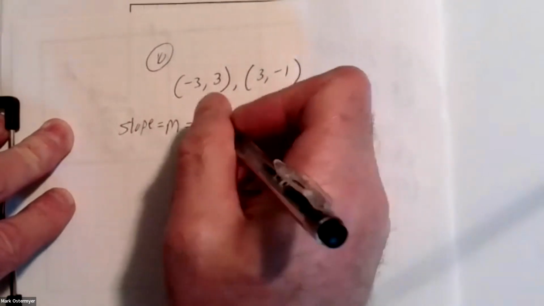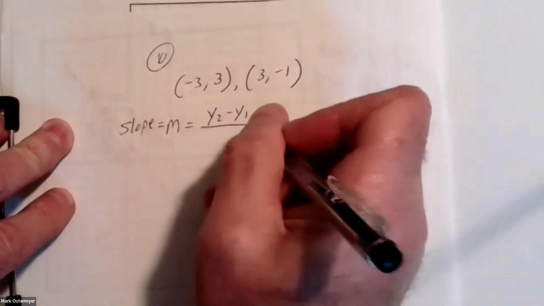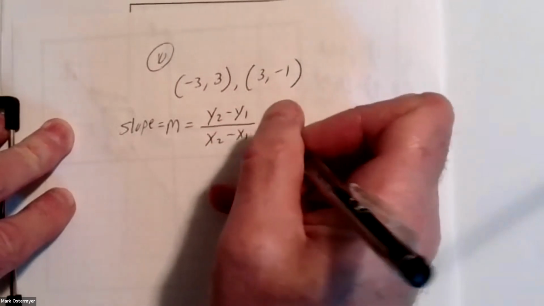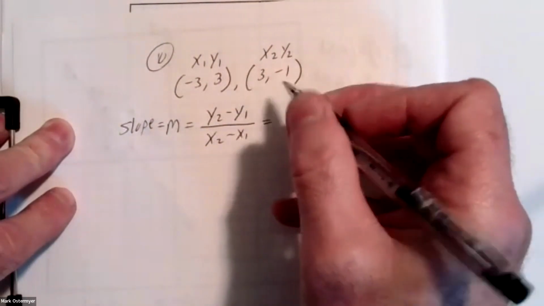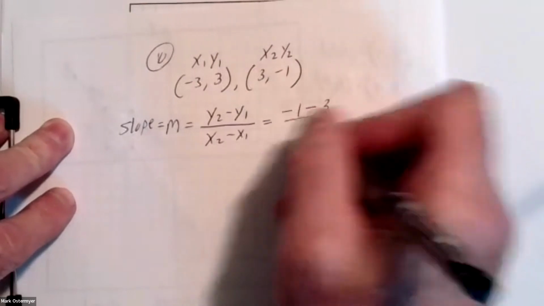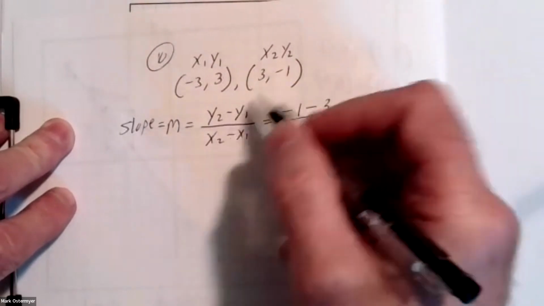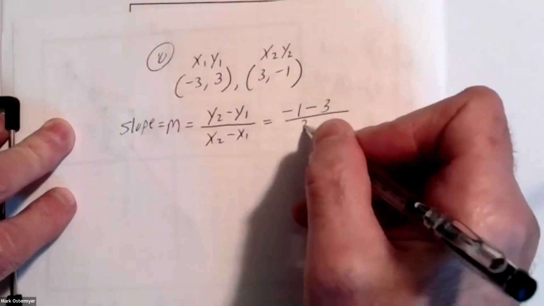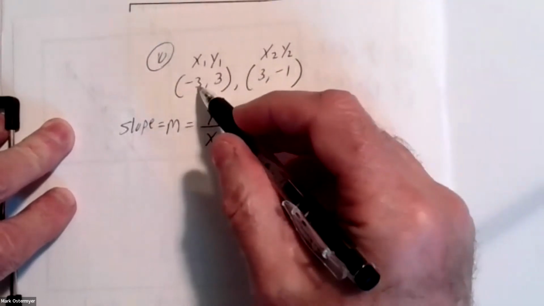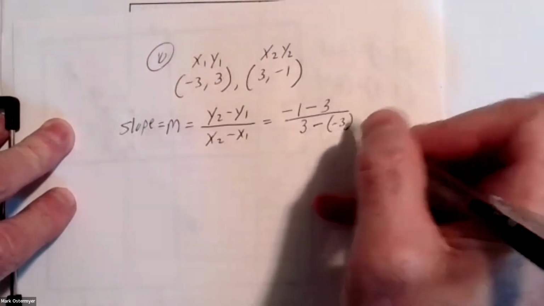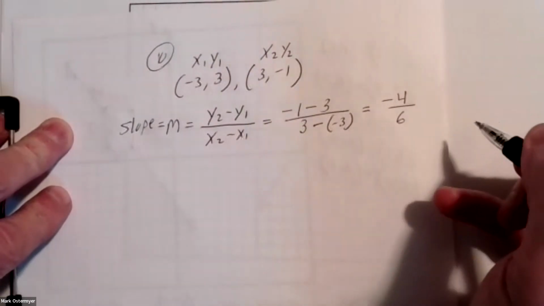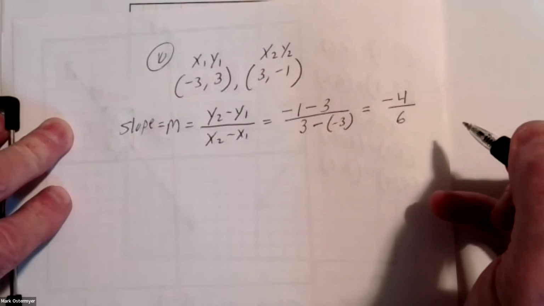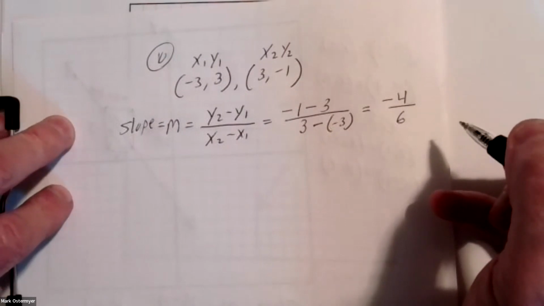So the slope of this line is going to be y2 minus y1 over x2 minus x1. Maybe I'll call this my first point and I'll designate this one as being my second point. In which case we're going to have -1 subtract 3 divided by x sub 2, which is 3, subtract x1, which is -3. So the slope of this line should be -4 over 6. And -4 over 6, that would be the slope of this line here.